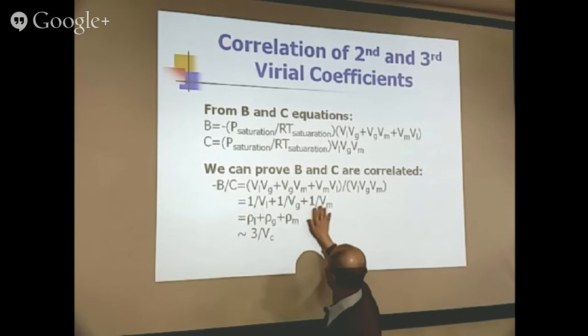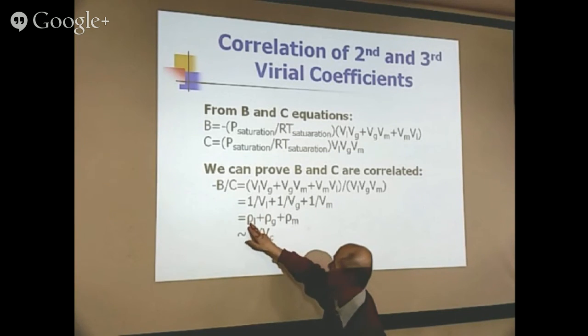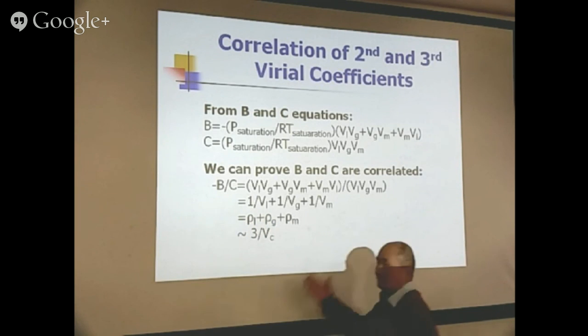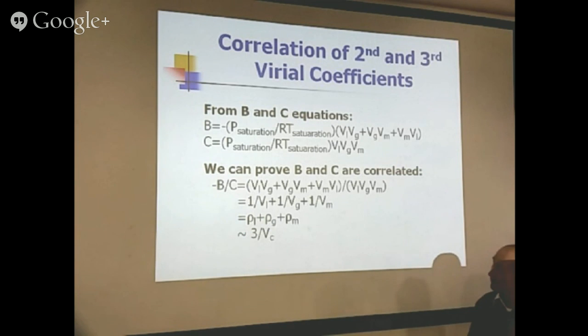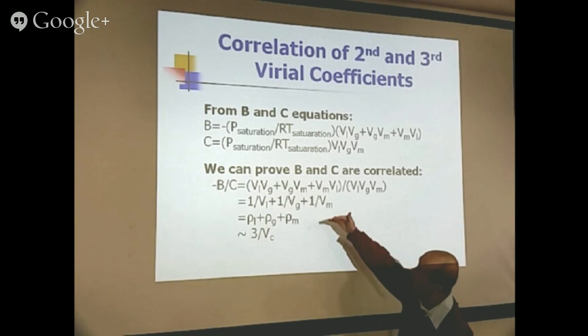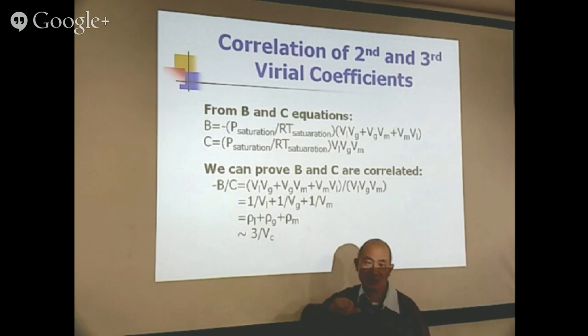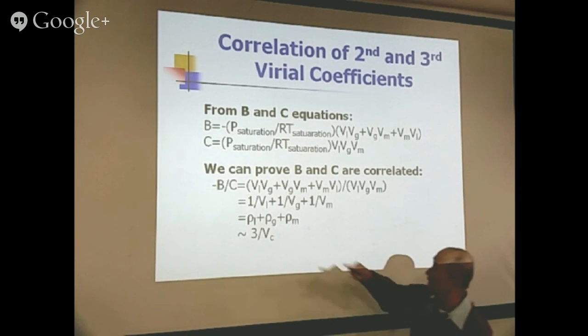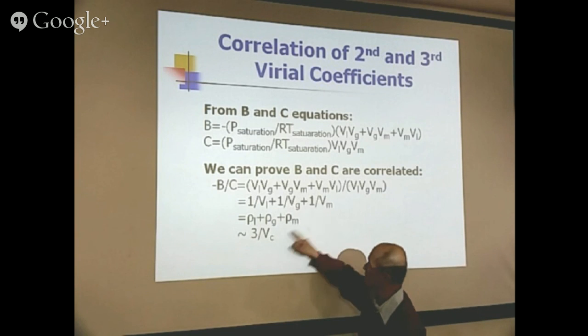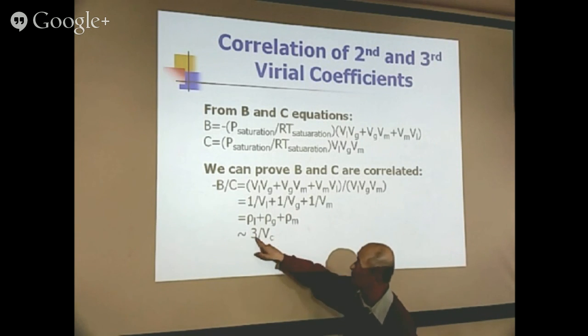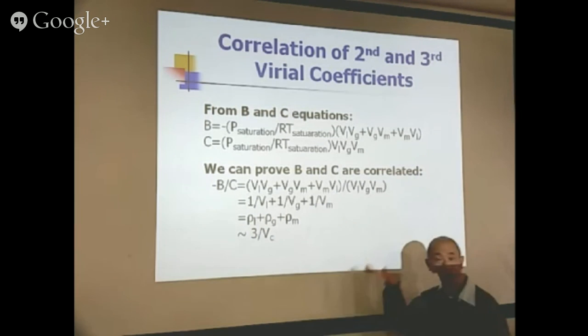Rho, density of liquid, density of gas, and density of the midpoint. At the critical point, VL, VG, and VM are the same, so they all equal VC. So at the critical point, this ratio is 3/VC, and this agrees very well with the experimental data.